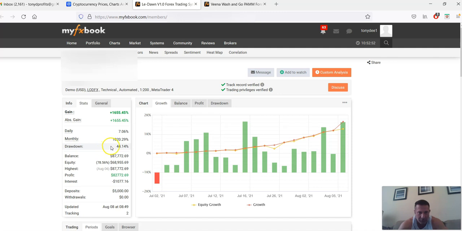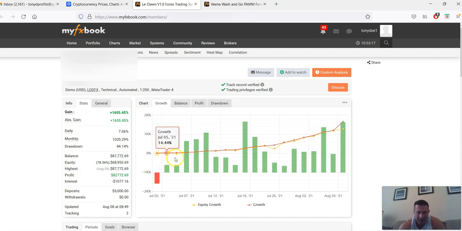The drawdown hit 44%, which, when you consider the returns on this, is truly amazing. It's crazy enough that it didn't blow the account, but it stayed under 50%, because that's really the danger zone. When you get to 50%, it doesn't take much more for the entire account to blow. But the fact that it stayed under 50%, and here's the kicker.